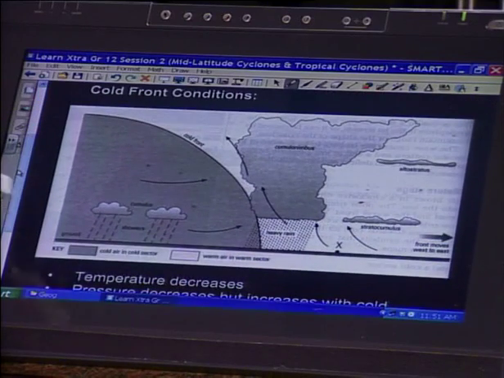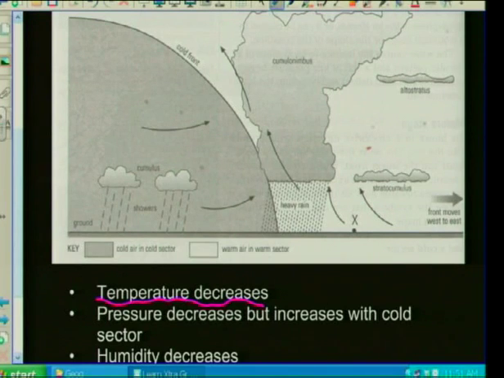And let's look at what we got at the cold front. Remember, it's cold air. And before this, you had this warm air in front of the system. You had the warm front. Okay? And now this cold front comes in. So when the cold front comes in, obviously, temperature decreases. Okay? Because it's a drop in temperature. Pressure at first would decrease, but as the cold sector comes in, okay, it increases. So the pressure starts to increase.